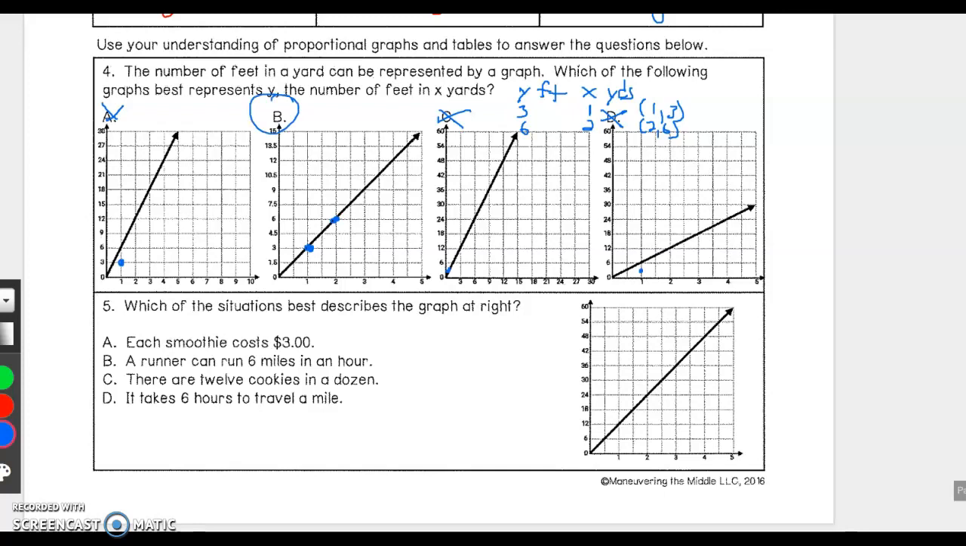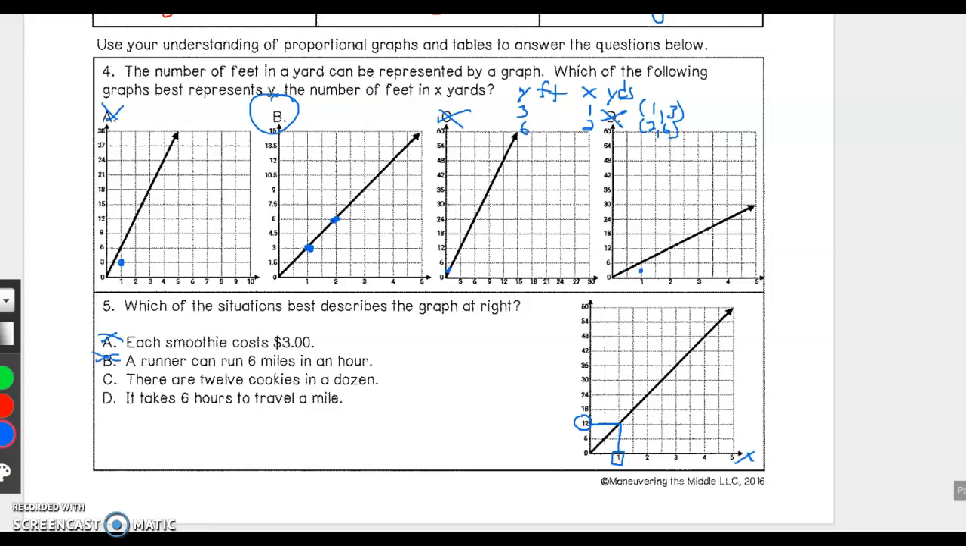Which of the situations best describes the graph at right? Okay, I want you on any of these type of problems to focus on one, on the x-axis. That is going to be your unit rate. So your focus needs to be here because it means that one object, so in this case smoothie, it costs $12. Well, that can't be A. A runner can run 6 miles in an hour. Well, it's 1 hour, but that would be 12 miles.